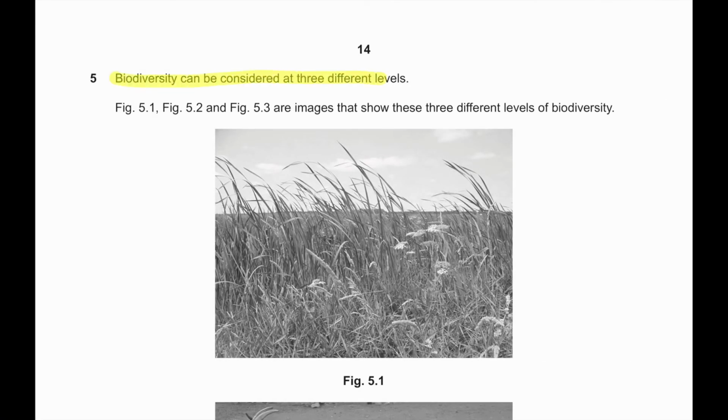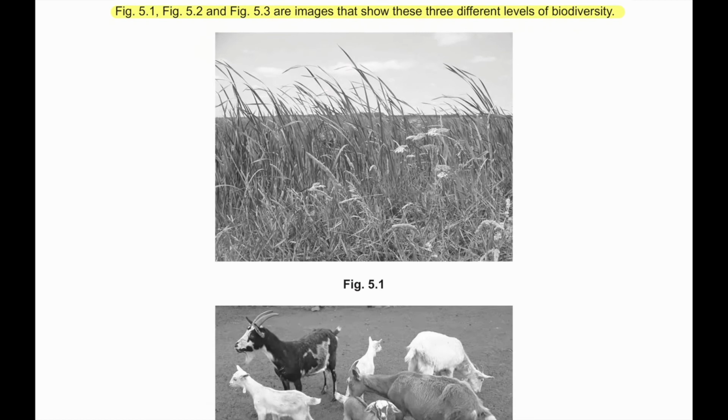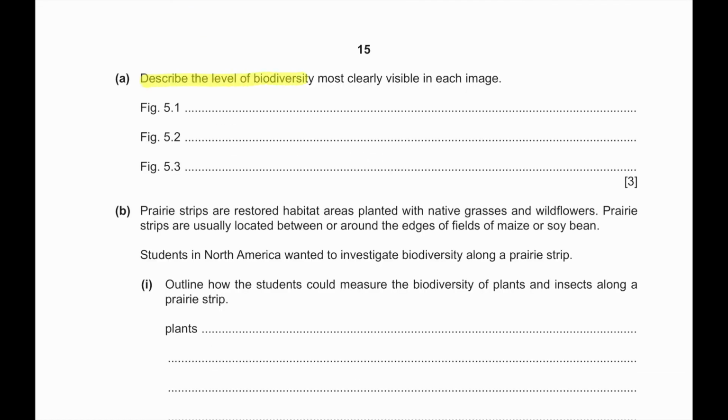Biodiversity can be considered at three different levels. Figures 5.1, 5.2, and 5.3 are images that show three different levels of biodiversity. Describe the level of biodiversity most clearly visible in each image.